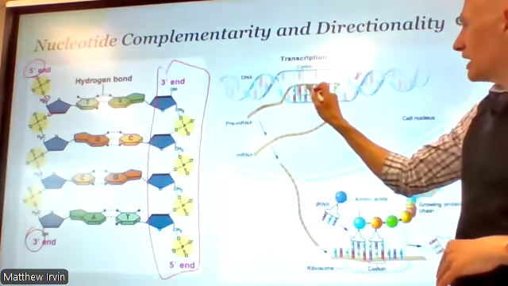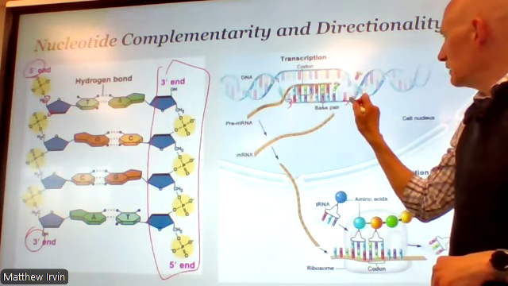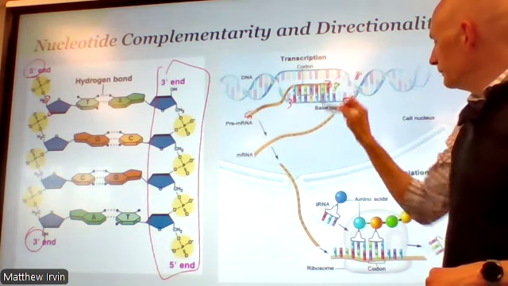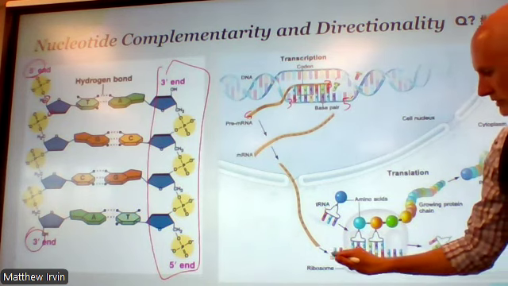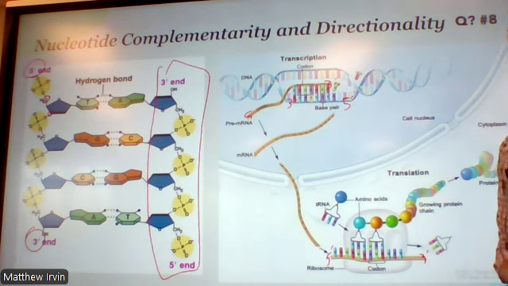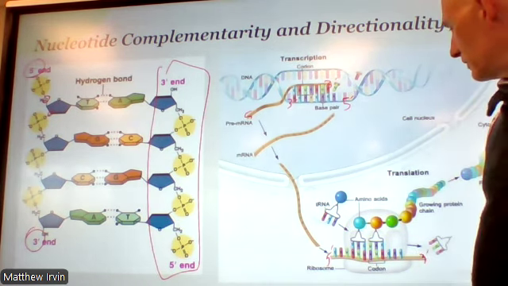When we are transcribing RNA, the DNA is 3' to 5', so we are building 5' to 3'. And when it feeds through the ribosome in translation, the 5' end goes in first, then the 3' end goes in at the end. So we feed through that way.